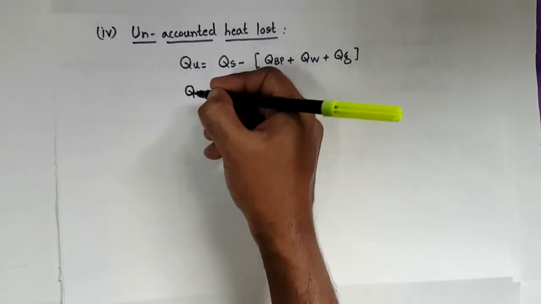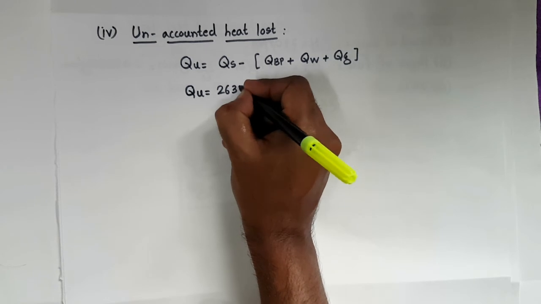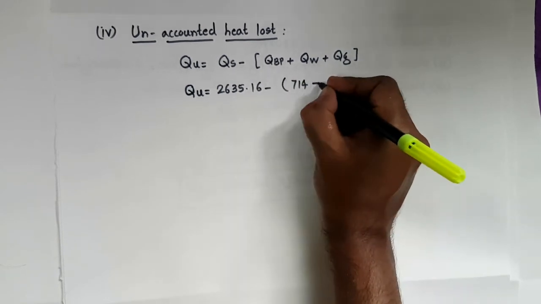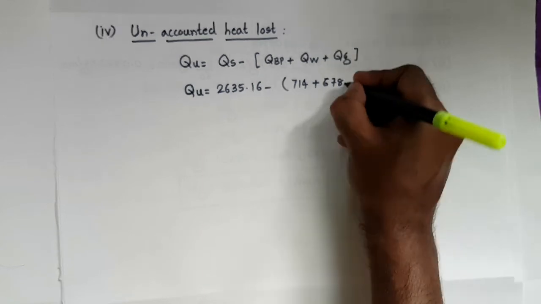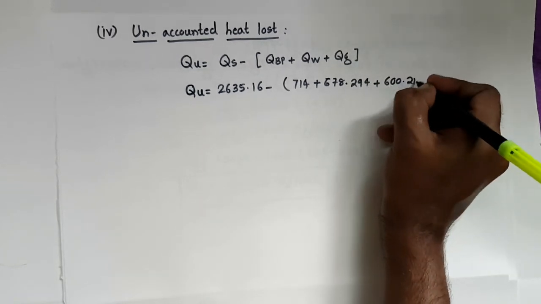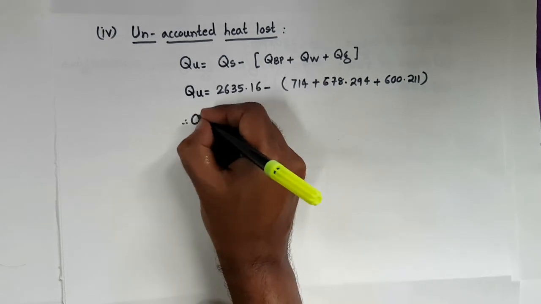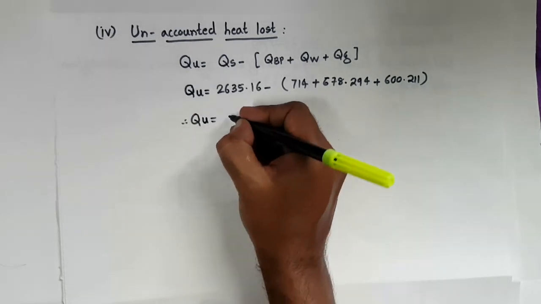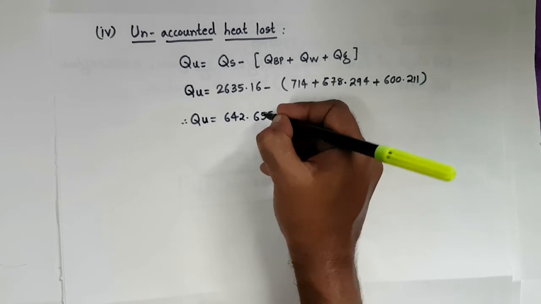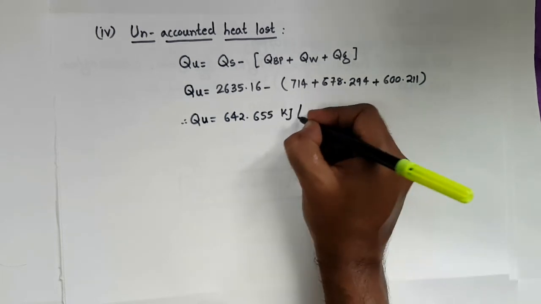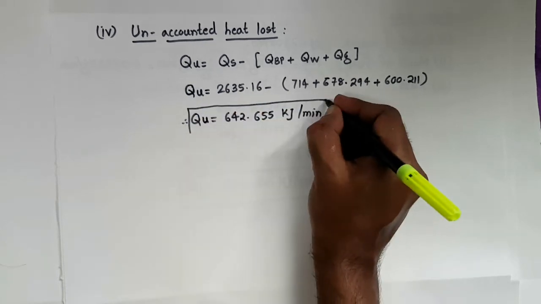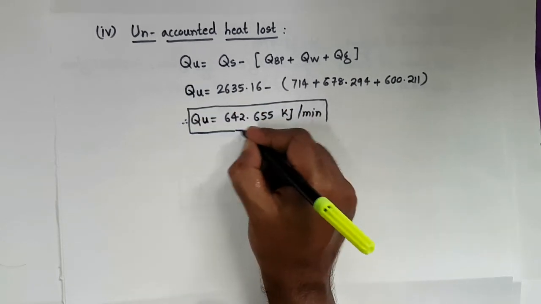So we have this value: 2635.16 minus (714 plus 678.294 plus 600.211). So therefore the unaccounted heat loss is 642.655 kilojoule per minute. So all values now we have.